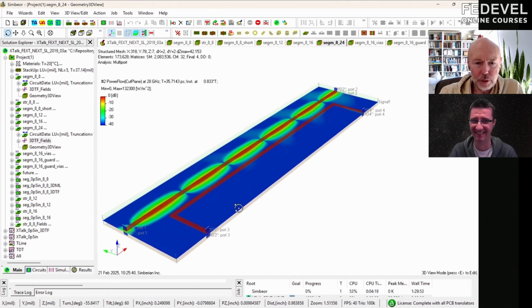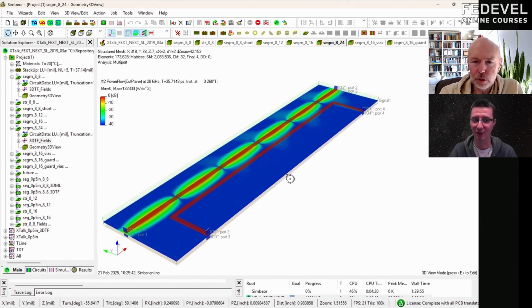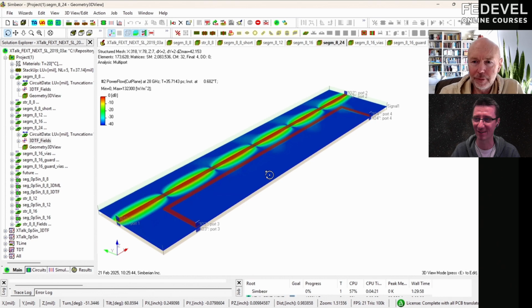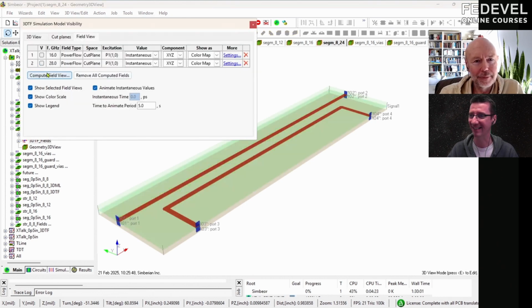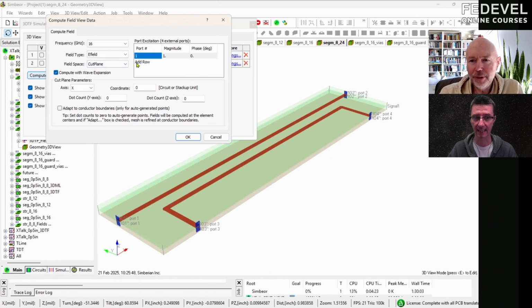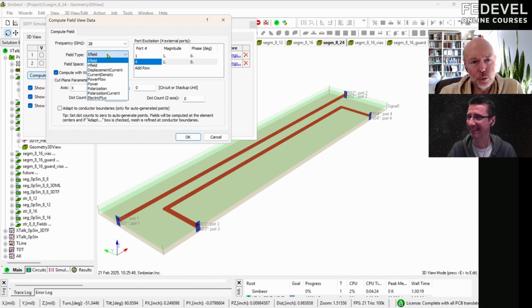Well, let's compute it. What field do you want to compute? No, we don't need to compute this because we still have other examples. But maybe we can do this in the next video. Can you run signals in both traces? Yes, absolutely. Right now we excite port 1 and port 4 at, let's say, 28 gigahertz. Oh, okay. And compute power flow. Okay.